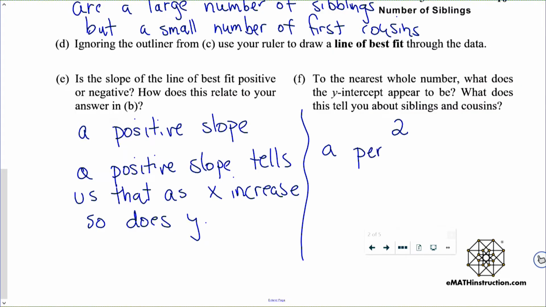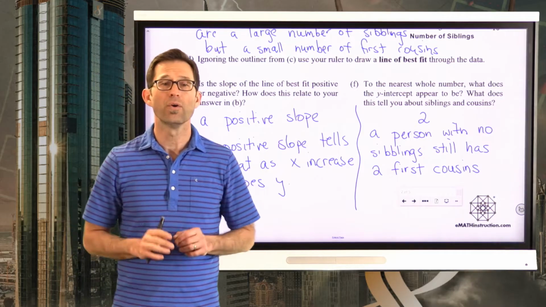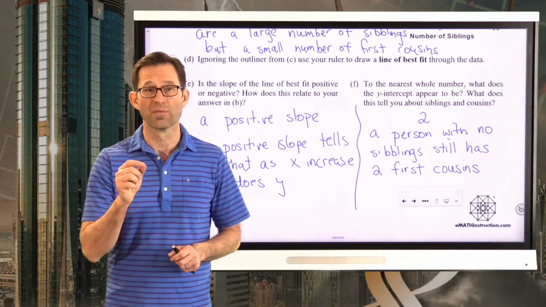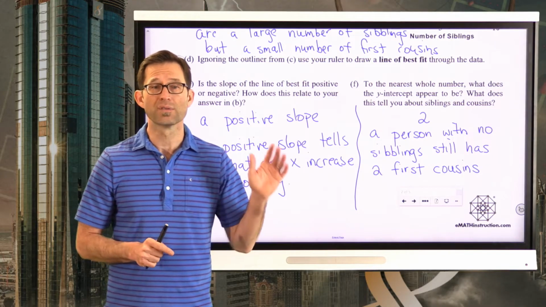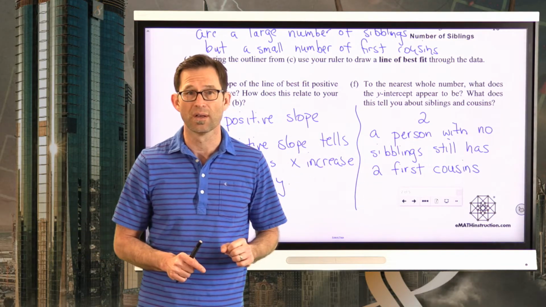A person with no siblings still has 2 first cousins, right? The y-intercept always tells us what the y value is when the x value is 0. In this particular problem, the x value is the number of siblings the person has, the y value is the number of first cousins they have, so a person with no siblings still has 2 first cousins.